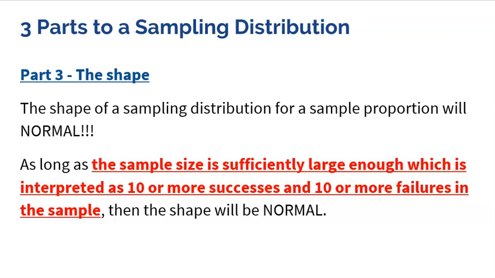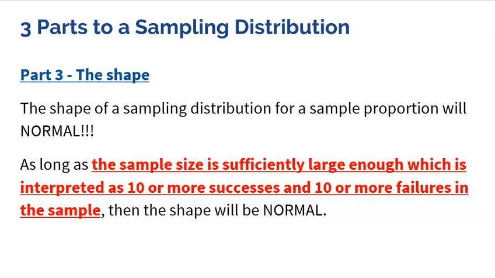This is fantastic news. We love the normal model. But why is it normal? Well, to be honest, the central limit theorem that tells us sampling distributions will be normal only applies when you're working with means. When you're working with proportions, it honestly does not apply. But we have a very simple rule.